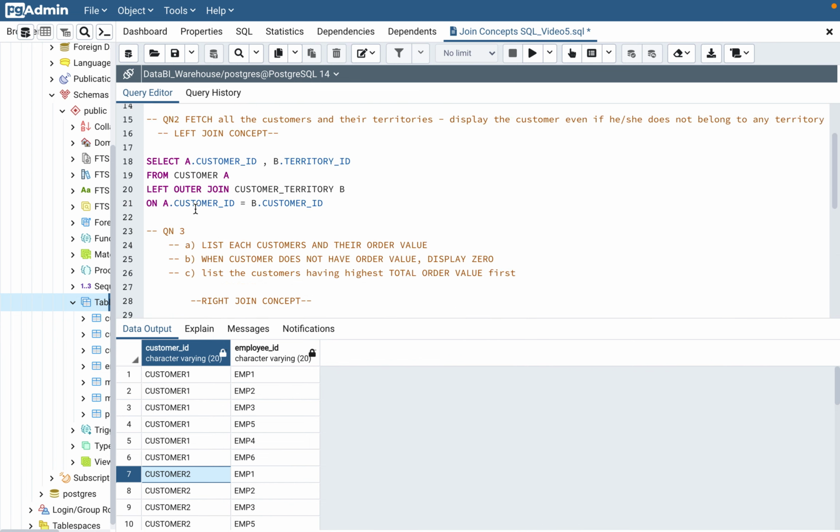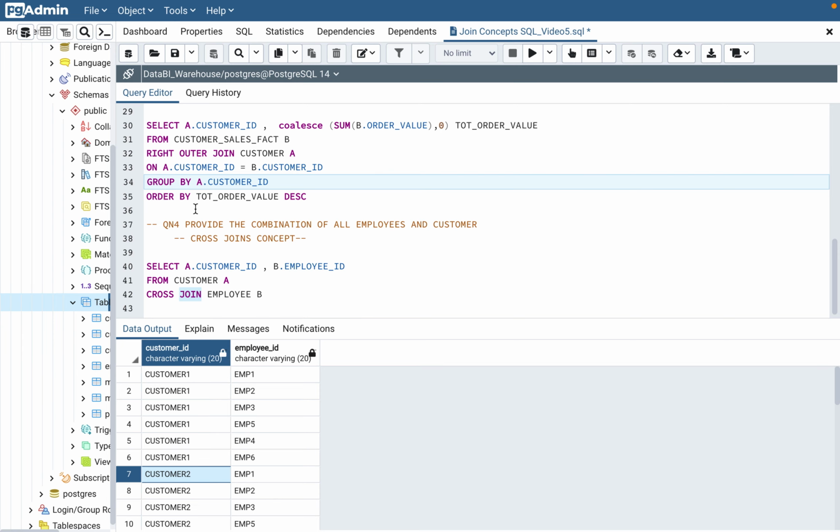The interviewer can ask you, why don't you use cross joins? What is the issue? Then you can say that cross joins obviously bring a lot of data, and that can impact the performance of the query. That's why the cross join should not be used.